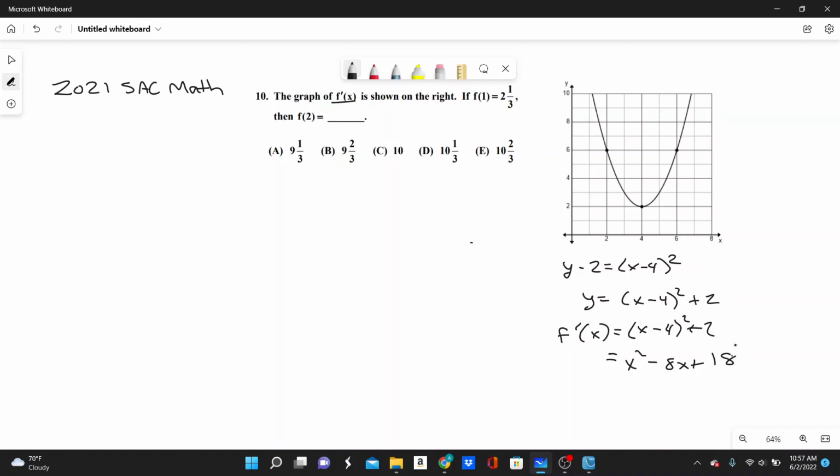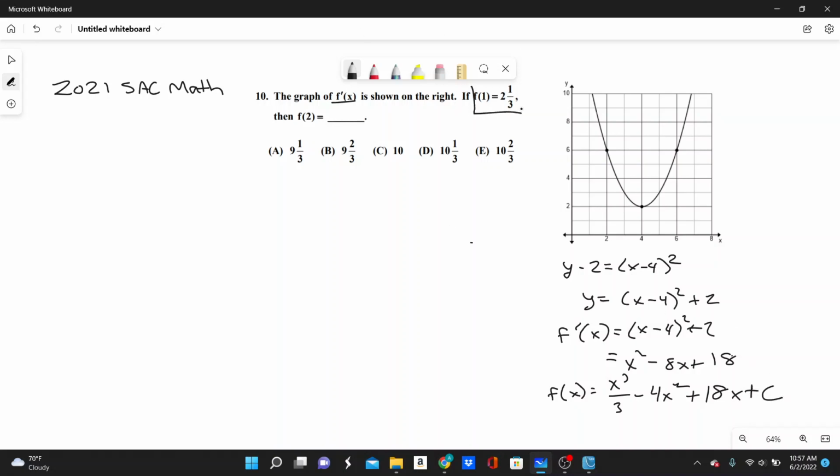Now I'm going to take the antiderivative. And if you don't know, we can use the inverse power rule. So f of x equals, the way you use the inverse power rule is you increase the power by 1, and then you divide by it. So we're going to get x cubed divided by 3, and then negative 4x squared, and then plus 18x. And then always remember, you have to add a constant. And that's actually what this part is for.